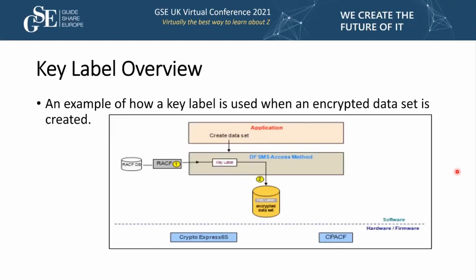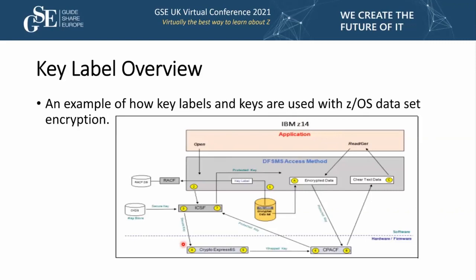This example shows how a key label is used when an encrypted data set is created. It uses a key label that is specified in the DFP segment in the RACF data set profile. First, DFSMS calls RACF to determine whether a key label is supplied in the DFP segment in the RACF data set profile. Then DFSMS validates the key label syntax. It creates an encryption cell that is associated with the data set and stores the key label in the encryption cell. It should be noted that we are not calling Crypto Express nor CPACF during data set create processing.